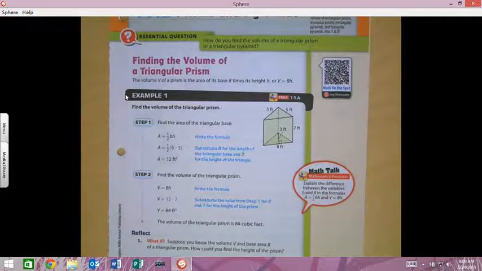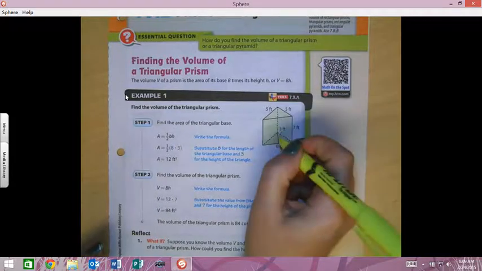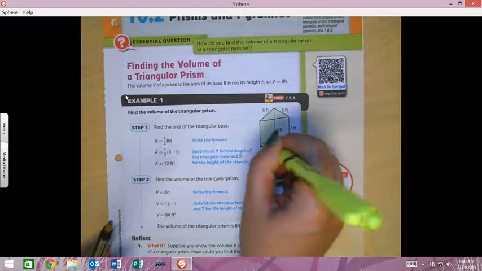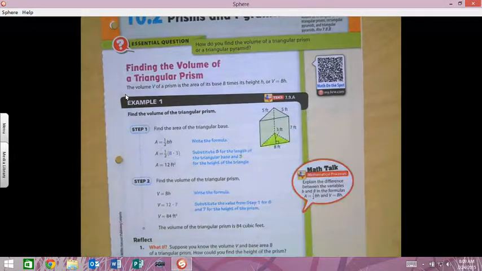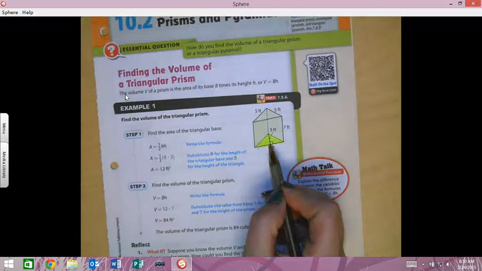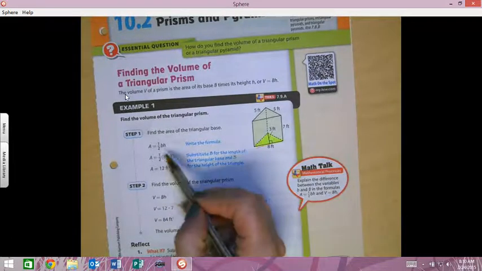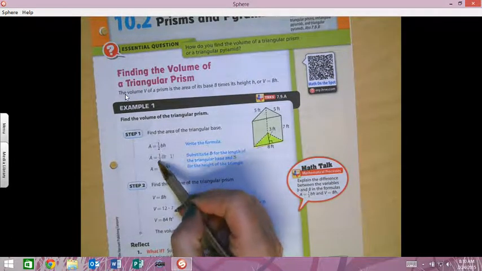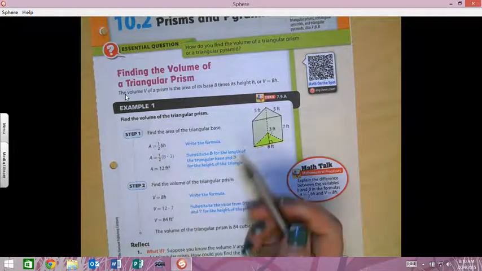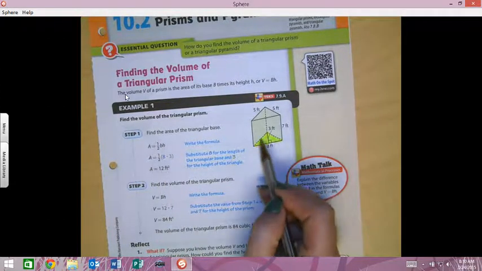So, in example 1, it says find the volume of the triangular prism. It says find the area of the triangular base. So remember, like we talked about before, I like to go through and color in one of my bases to make it easier for me to see. That way I can notice which numbers go with which area. So, obviously the 8 and the 3 go for this triangle. So you do 1/2 base times height. So 1/2 of 8 times 3. Well, 8 times 3 is 24. Half of that is going to be 12. So the area of our triangular base is going to be 12.